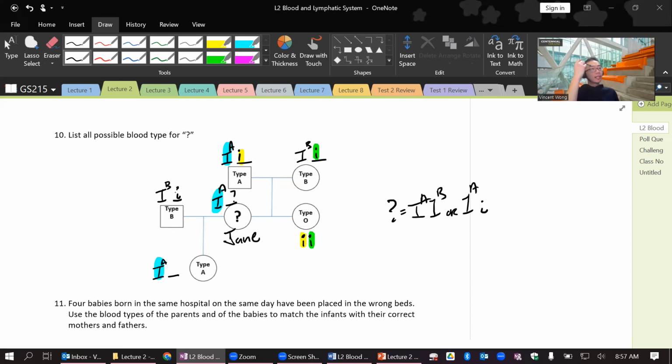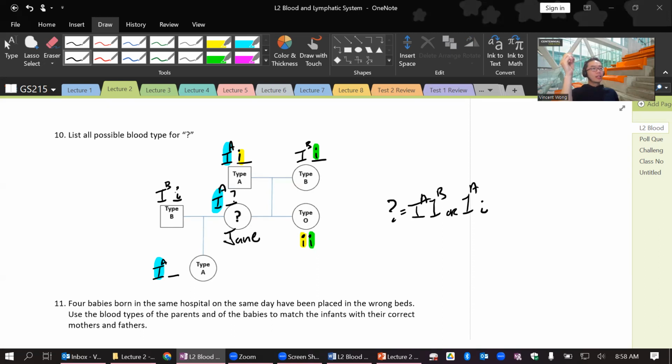Let me see, what is it? If the baby is O type, their parents have to be IA little i and IB little i. That's correct. Okay. And then the next question is, if the baby is AB, there are more options.